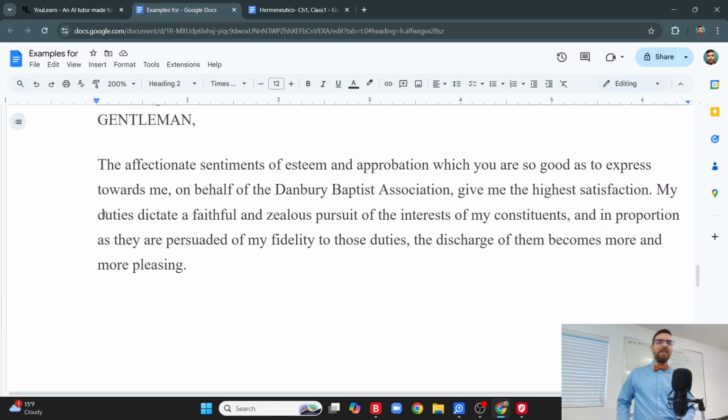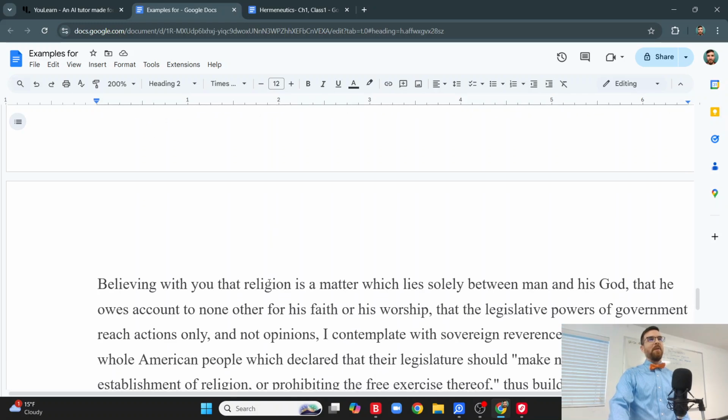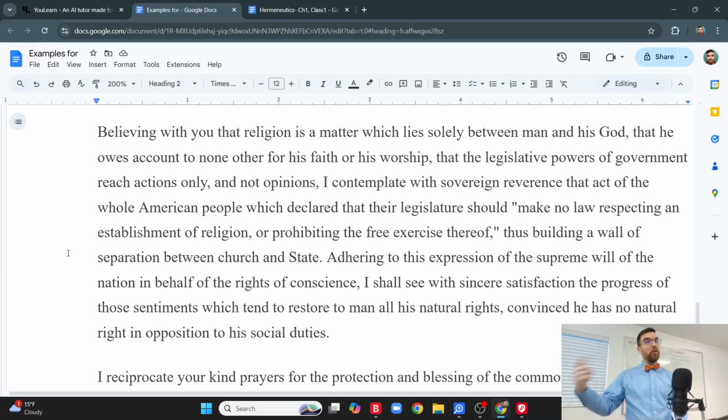Gentlemen, the affectionate sentiments of esteem and approbation which you are so good as to express towards me, on behalf of the Danbury Baptist Association, give me the highest satisfaction. My duties dictate a faithful and zealous pursuit of the interests of my constituents, and in proportion as they are persuaded of my fidelity to those duties, the discharge of them becomes more and more pleasing. Already are some of you going like, what did he just say there? It's like, I might have to read that again to understand what he meant by what he said.